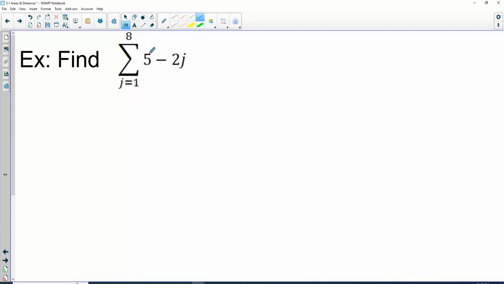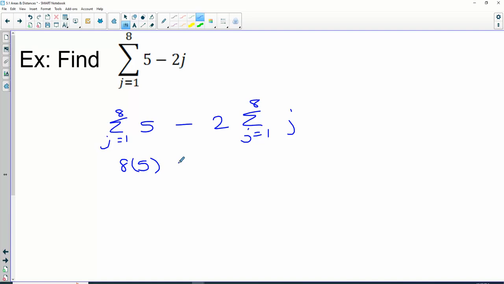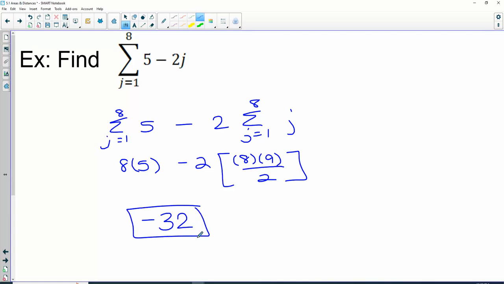Alright, so if I'm adding up 5 8 times, that just becomes 8 times 5. Minus 2, if I'm adding up j 8 times, I get n times n plus 1 over 2. Negative 32.